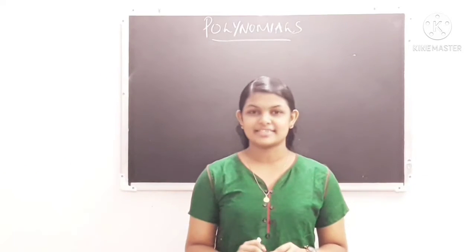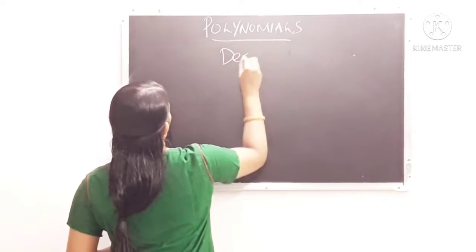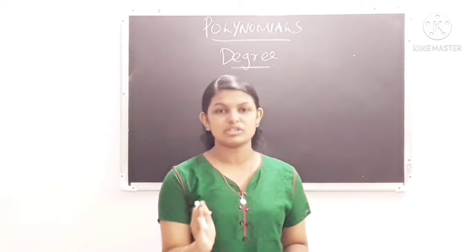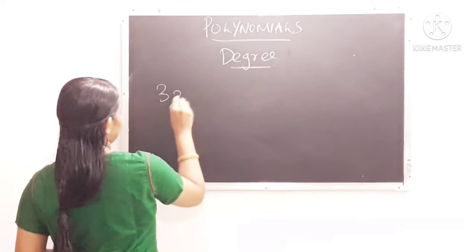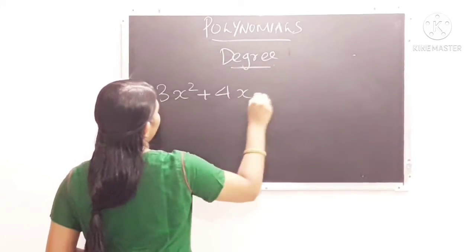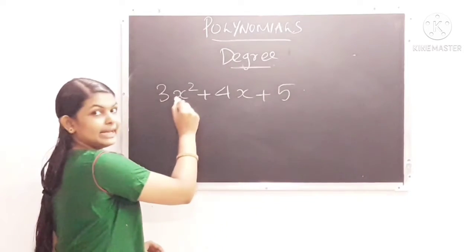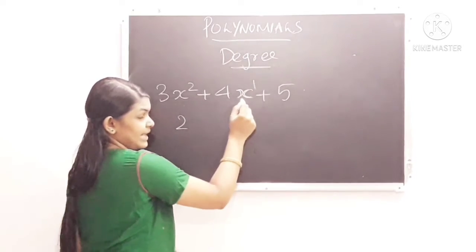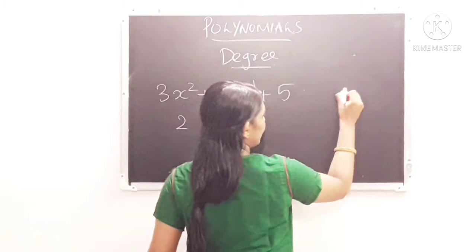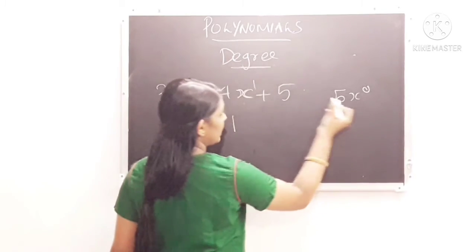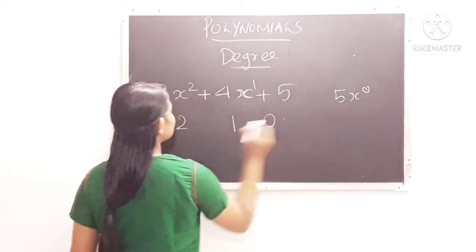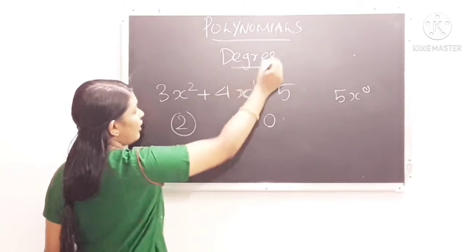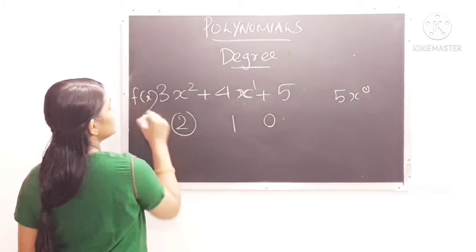Okay. Now we can discuss the degree of a polynomial. Degree is the highest power of the variable in the algebraic expression. Take the expression 3x square plus 4x plus 5. The power of the variable in the first term is 2, in the second term is 1, and this 5 can also be written as 5x raised to 0, so the power in this term is 0. The highest of these powers is 2, which means the degree of the polynomial f of x is 2.